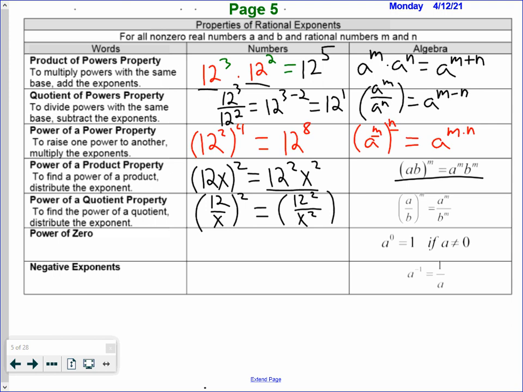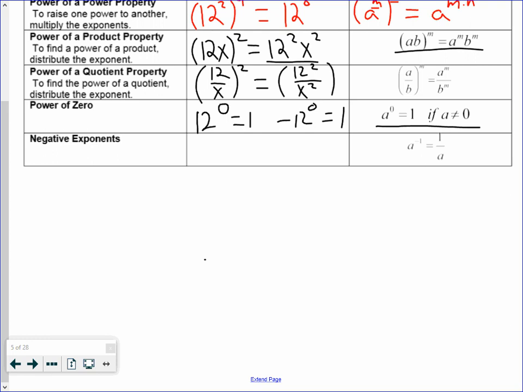The power of 0 says that if you have any real non-zero number raised to the 0 power, you always get 1. So any real number, let's say 12 raised to the 0 power, is going to be 1. If we have negative 12 raised to the 0 power, that's also going to be 1. Any number that is not equal to 0, if raised to the 0 power, will give you 1. And that's what it says right here: a to the 0 power equals 1, and a doesn't equal 0.